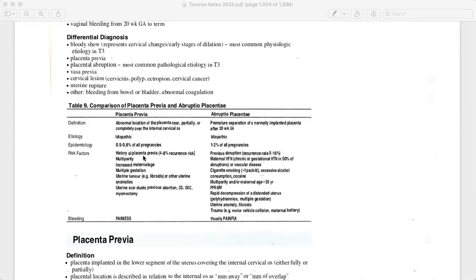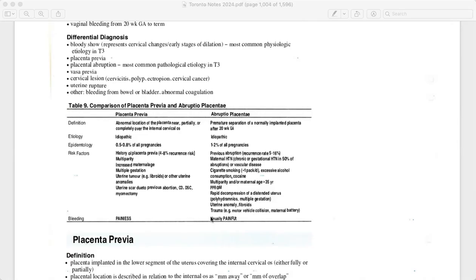What are the risk factors for placenta previa? History of previa, multiparity, increased maternal age, multiple gestation, uterine tumor, or uterine scar could lead towards placenta previa. In placental abruption, there is some sort of rapid decompression of the distended uterus. So there is trauma history, multiparity, age factor, cigarette smoking, maternal hypertension is one of the most common, and previous abruption could be the cause. Trauma is one of the most common causes because a lot of people miss this one. Uterine anomaly and fibroids are also causes.